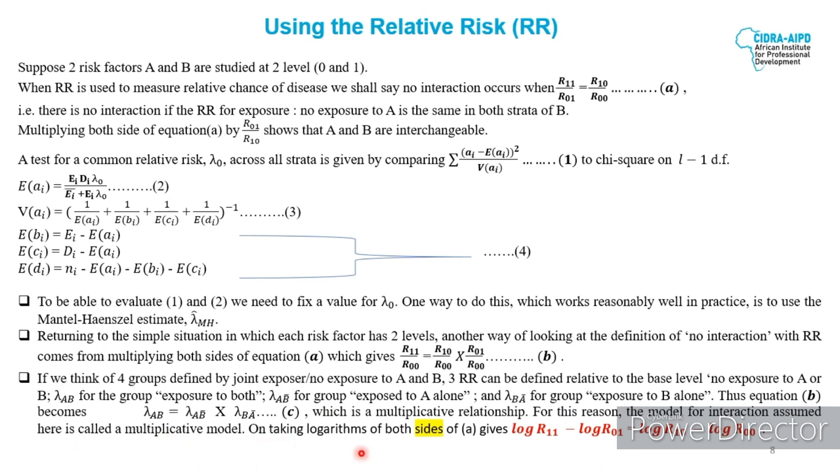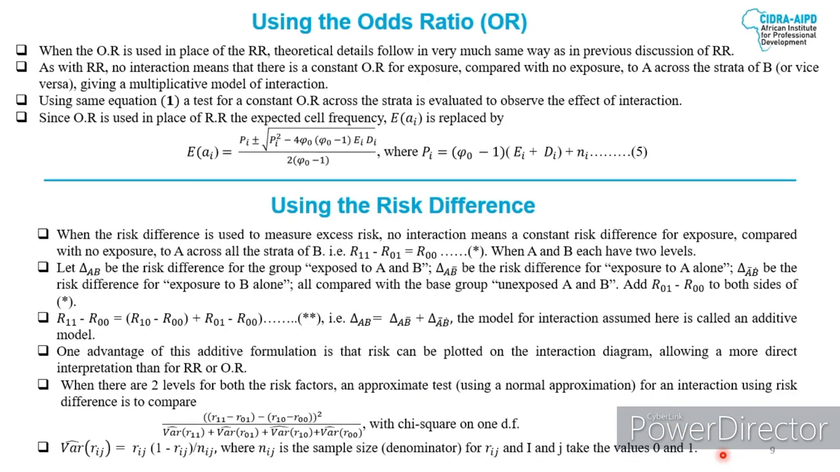On taking logarithm of both sides of equation A, we get log R11 minus log R01 equal to log R10 minus log R00. So the next method is using the odds ratio. When the odds ratio is used in place of the relative risk, theoretical details follow in very much the same way as in previous discussions of RR. As with RR, no interaction means that there is a constant OR for exposure compared with no exposure to A across the strata of B, or vice versa, giving a multiplicative model of interaction.